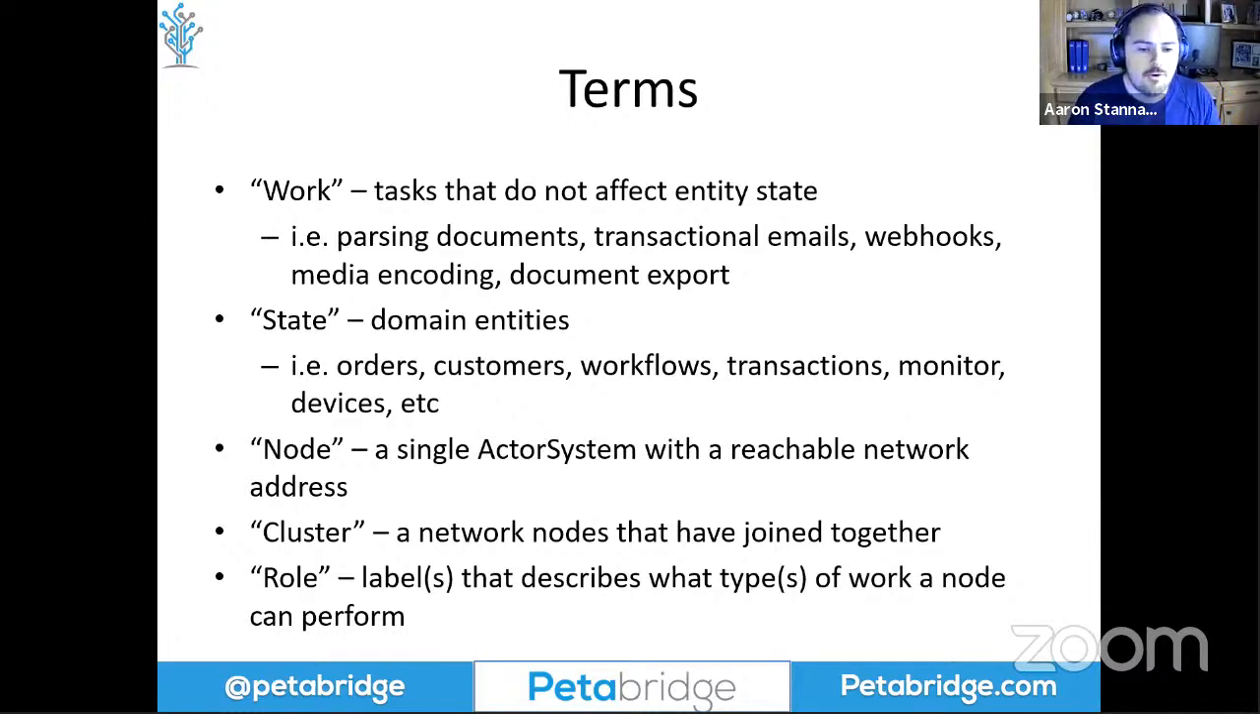Next, node. A node is a single actor system with a reachable network address that is inside our Akka.NET cluster. So a node can only bind in the context of Akka.Cluster to a single address and is globally, let's say, addressable using that address within the context of the cluster. Finally, a cluster is a network of nodes that have all joined together and formed a peer-to-peer network. And then we have a role, which is a label that describes what types of work a node can perform. So that's kind of the full picture, what we've got so far.